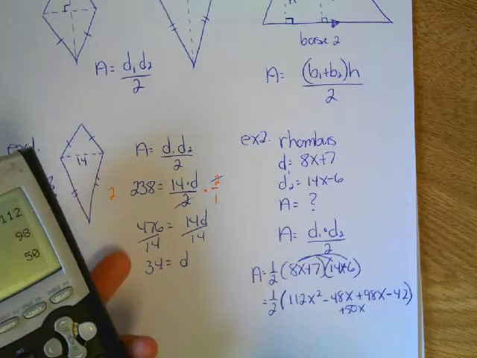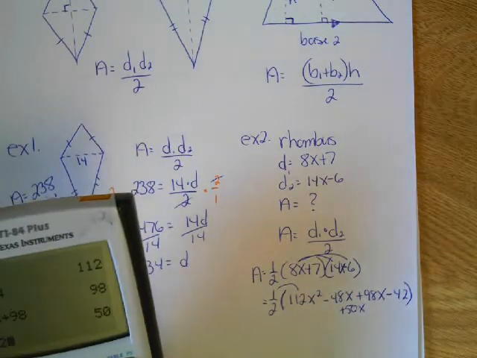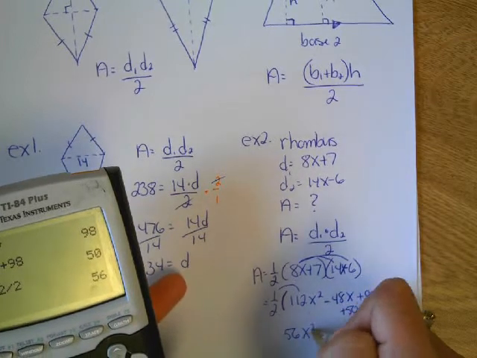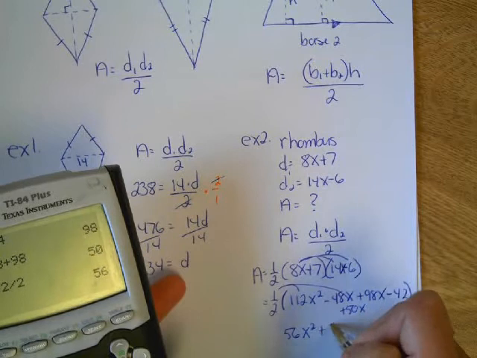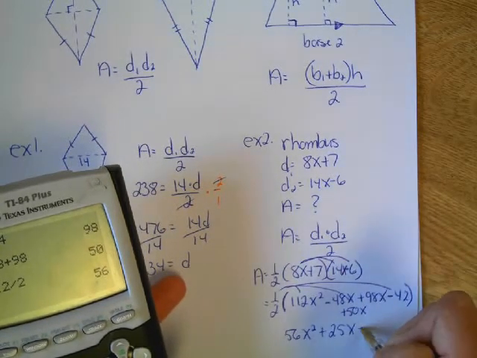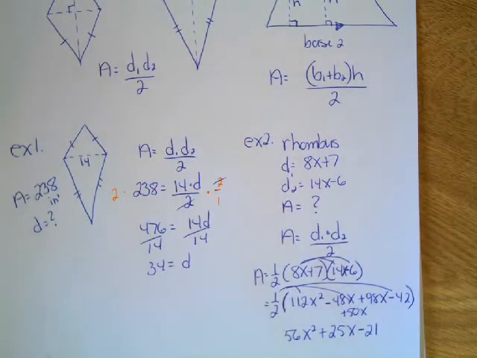Now I'm going to distribute the 1/2. So half of 112 is 56x squared. Half of that positive 50 is a 25x. And then half of that negative 42 is a negative 21. And there's the area. Just some algebra there.